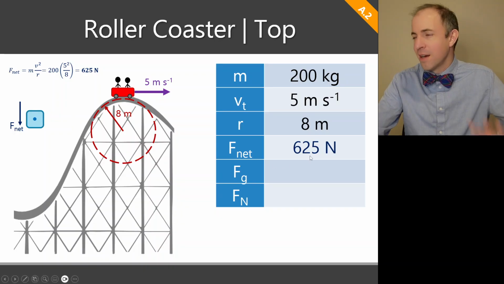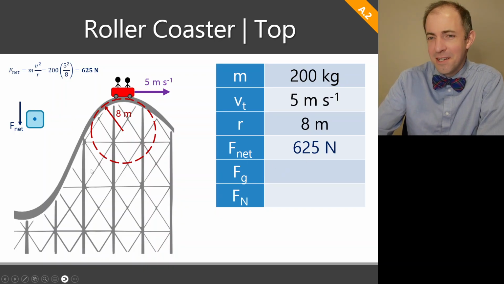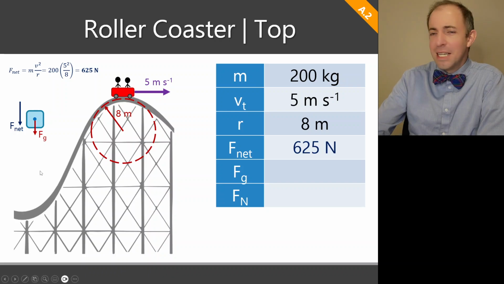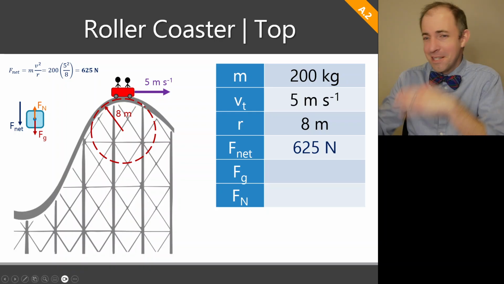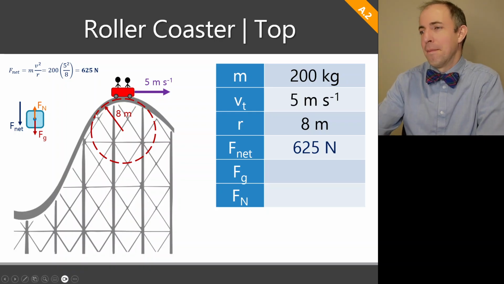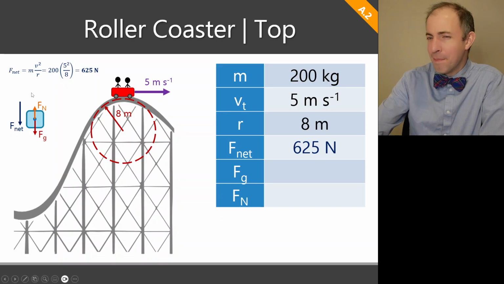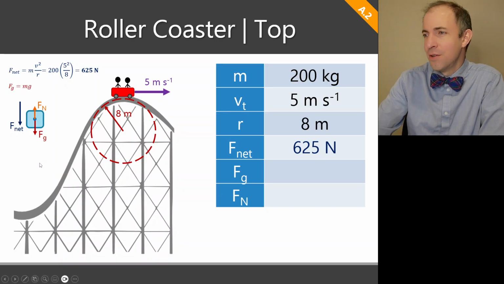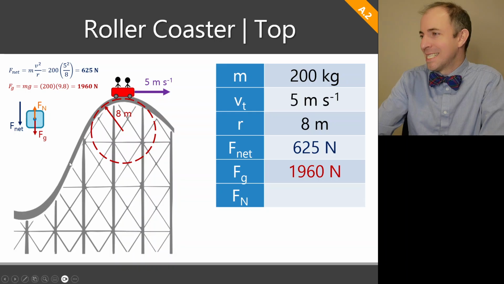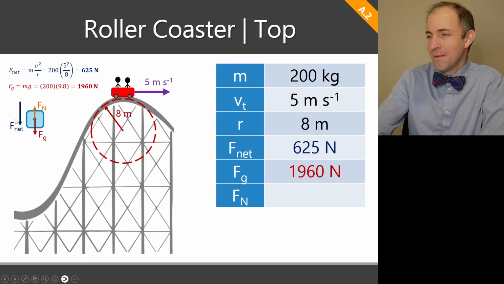So whatever the other forces are, the combination needs to be 625 to create this circular motion that I know is happening. Fg is pointing down. Fn is still pointing up because the surface is on the bottom of the car, pushing it up. Now, I expect Fg to be bigger than Fn because Fnet is pointing down. So Fg is the same 1960. If Fg is 1960, Fnet has to be 625. That means Fnet is the bigger one minus the smaller one, Fg minus Fn. So Fn is 1960 minus 625 to give you 1335.